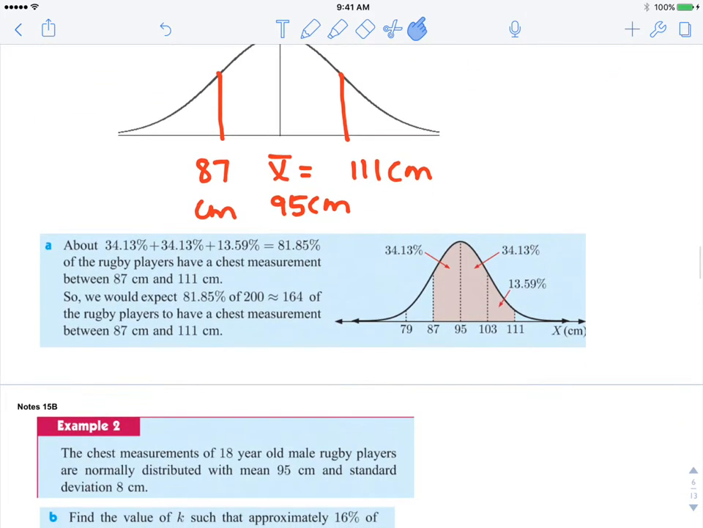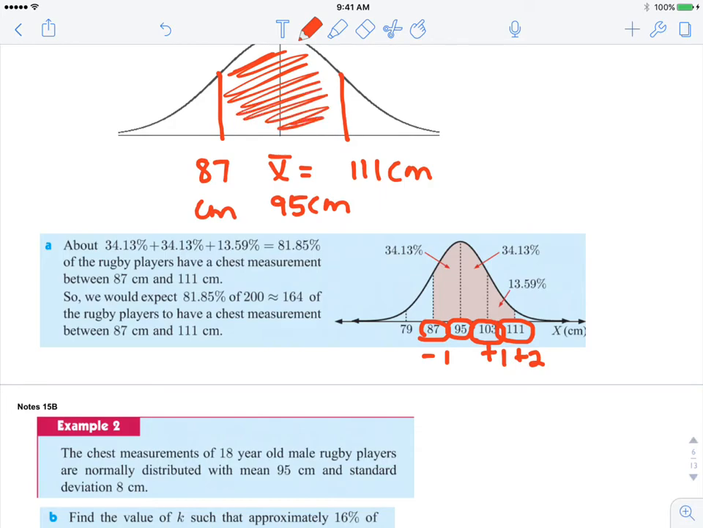So if we look, here is the mean. If we want to go plus 1, we would add 8 to give us 103. If we want to go to plus 2 standard deviations, we go to 111. If we want to go minus 1, we're going to subtract 8. So what we're looking for is, what is that percentage from minus 1 standard deviation to plus 2 standard deviations?